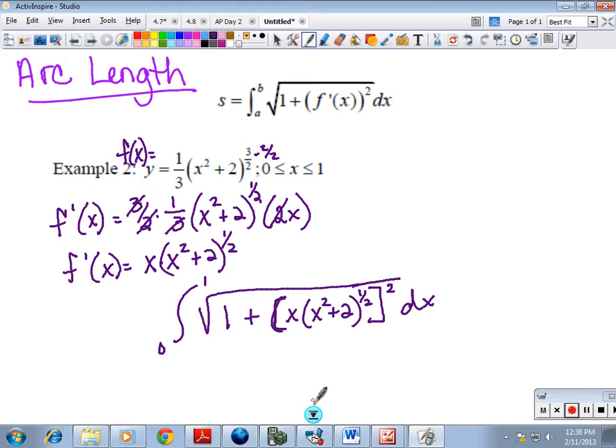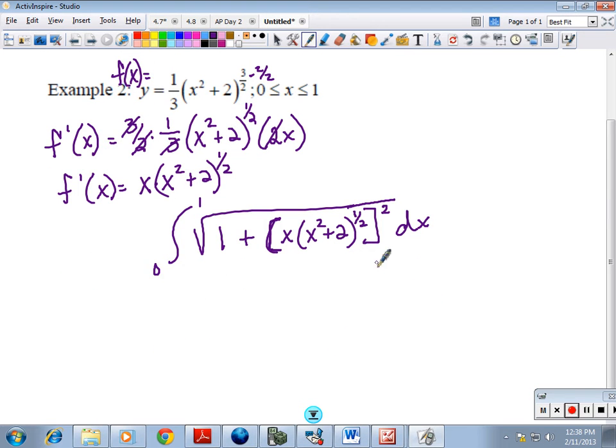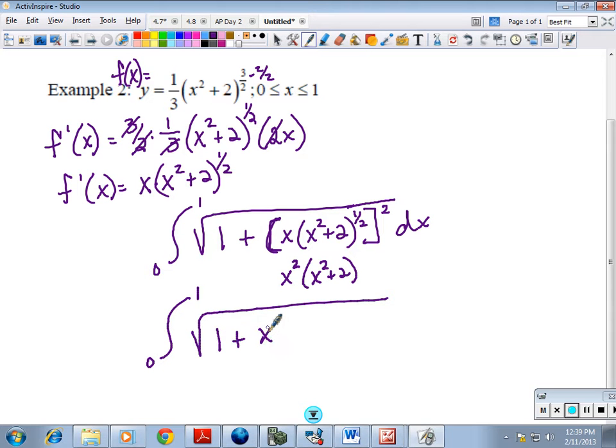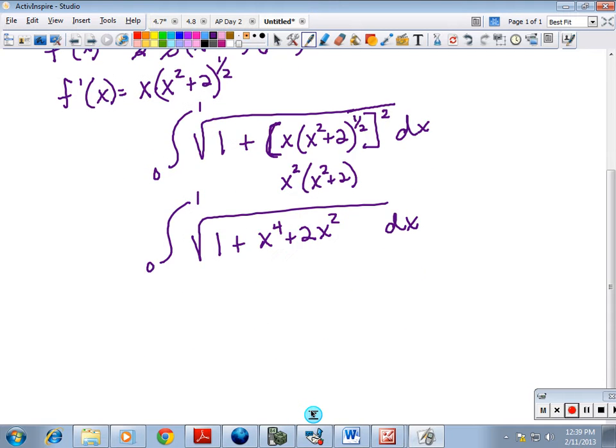I'm going to clean this up as much as possible because right now it looks pretty nasty. If I square this, that just means that I write it twice, or I can just distribute my squared. It'd be x squared times x squared plus 2. The 1/2 and the squared will actually cancel out, so it would just be x squared plus 2. So that ends up being the integral from 0 to 1, 1 plus, that's x to the 4th plus 2x squared dx.